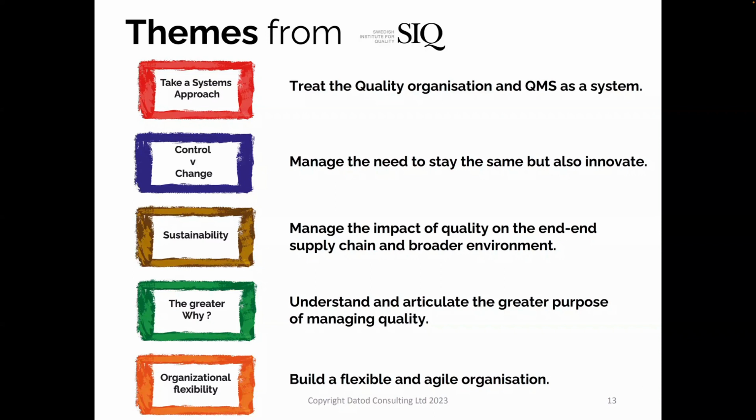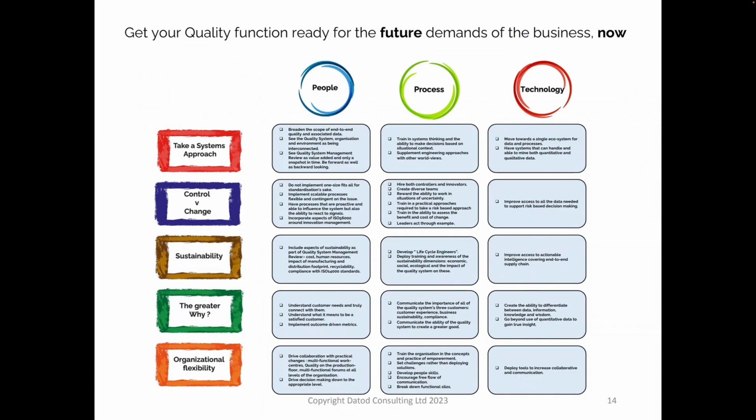And the fifth area was really around the ability for organisations to be more flexible, to build a flexible and agile organisation. And really, they felt that quality management would move more into that area in terms of enabling organizations to be more nimble. And we've talked about that in terms of how you organize your quality organization, embedding it and integrating it within your business to enhance that flexibility.